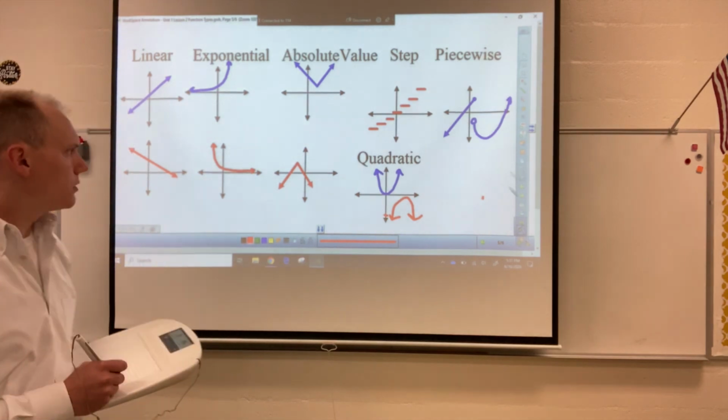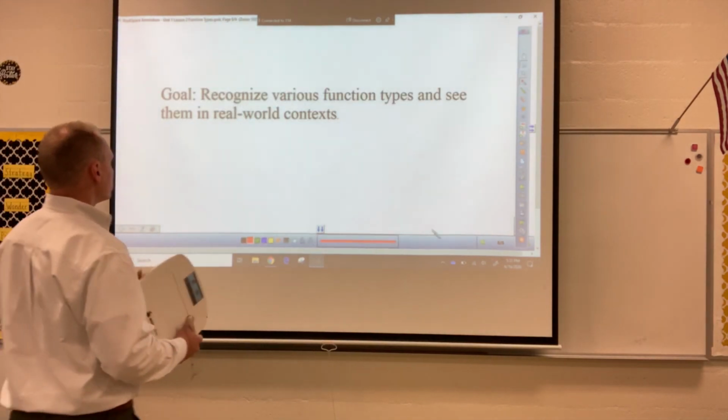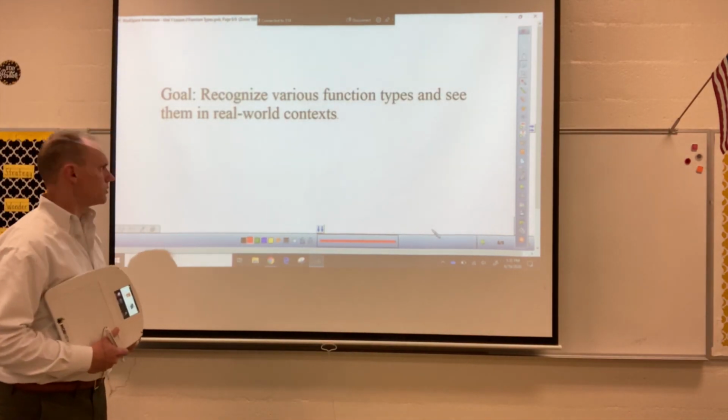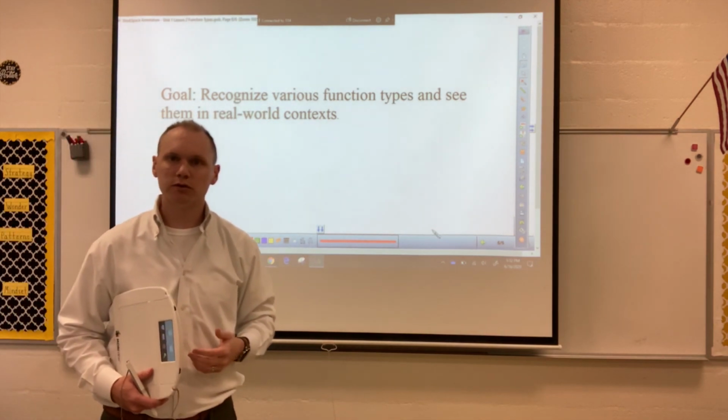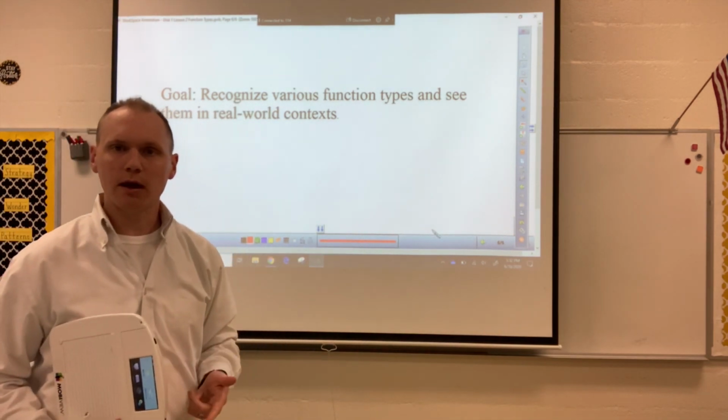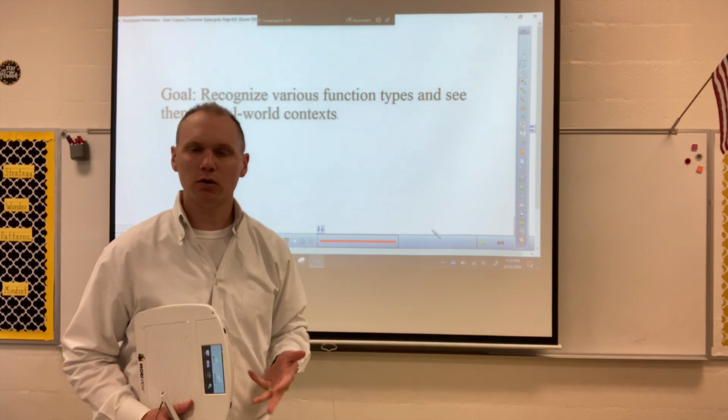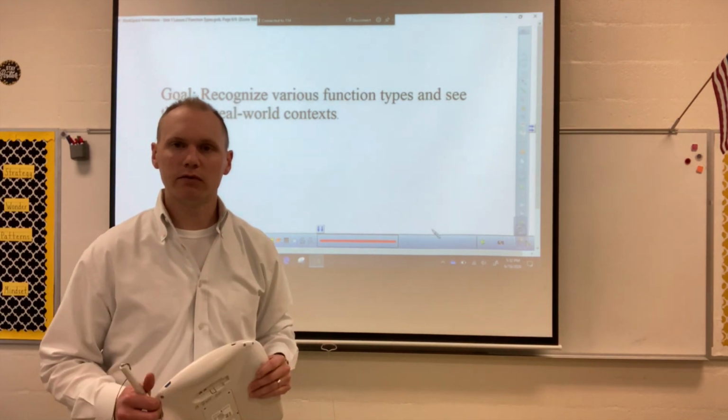All right, so let's recap our goal: recognize various function types and see them in real-world context. Hopefully you're able to do that today with linear, exponential, absolute value, quadratic, piecewise, and the different types of piecewise functions.